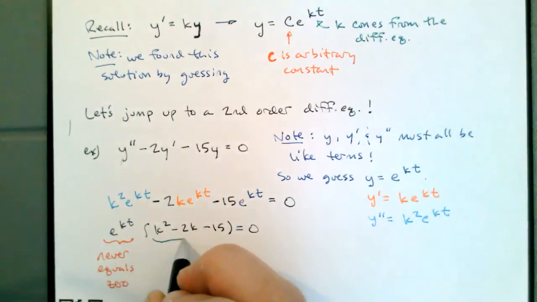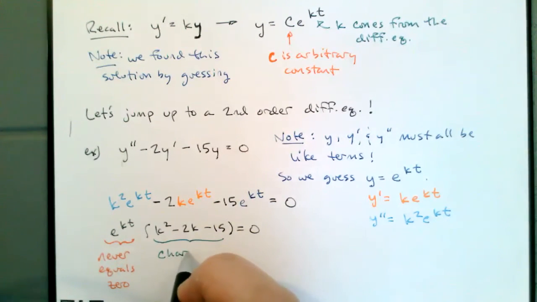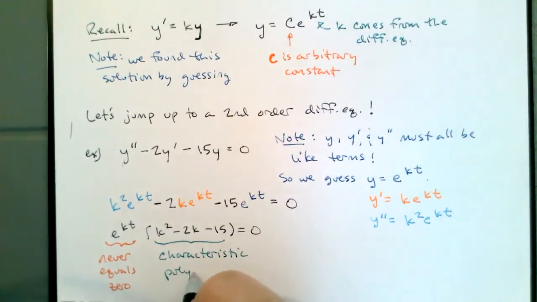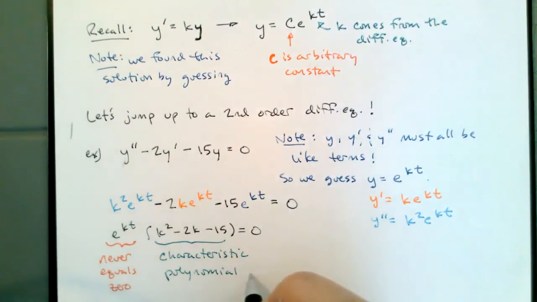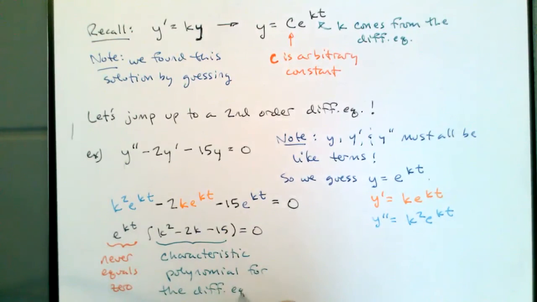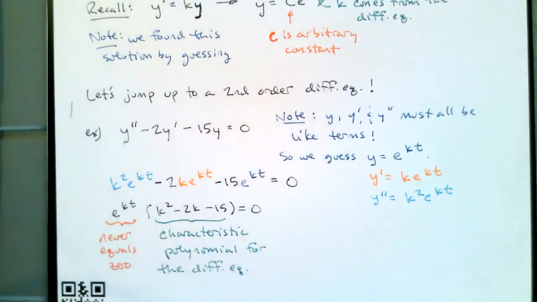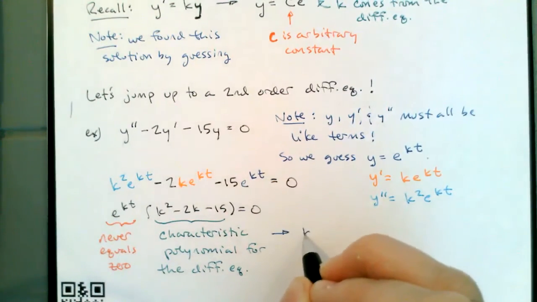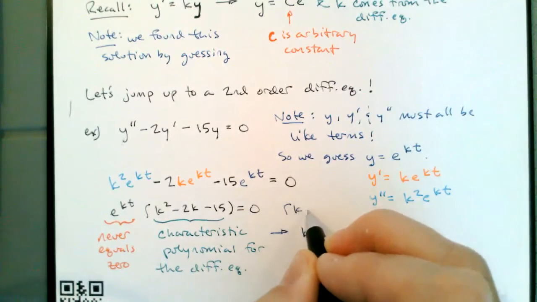This right here is called the characteristic polynomial for the differential equation. And we can see that the zeros of the characteristic polynomial will be the values of k that make this equation work. So our solutions for our zeros of the characteristic polynomial are k, let's see, it's going to be k.